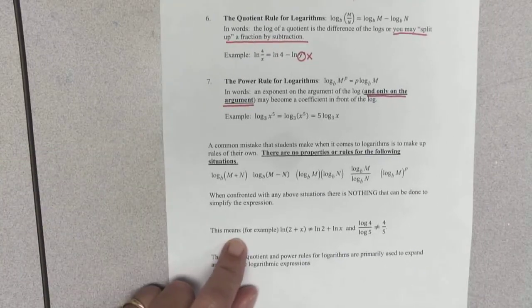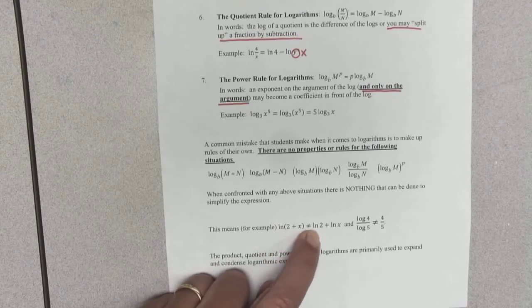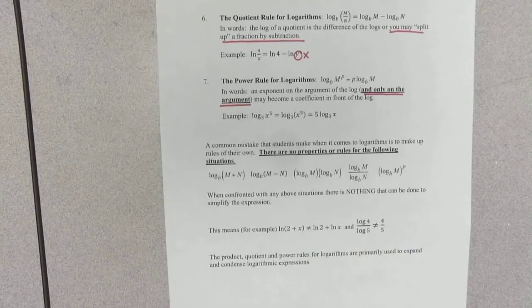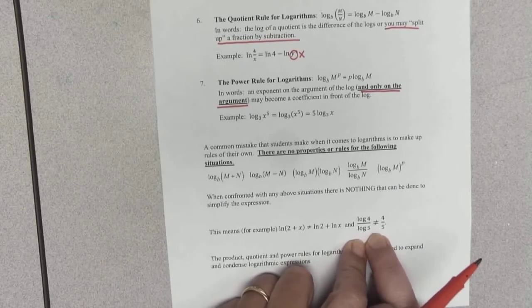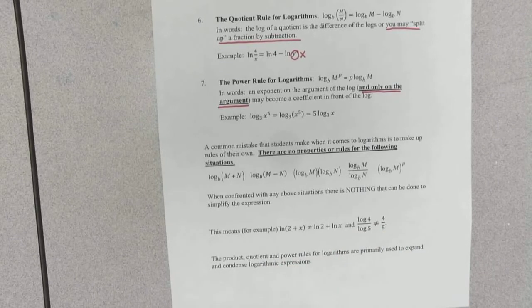So this means, for example, that the natural log of 2 plus x does not equal the natural log of 2 plus the natural log of x. Totally not true. You can't distribute the ln. It's not a number. It's a function. Functions don't distribute. And completely and totally wrong, log 4 over log 5 is not 4/5. Again, you can't cancel it because that log is not a number.